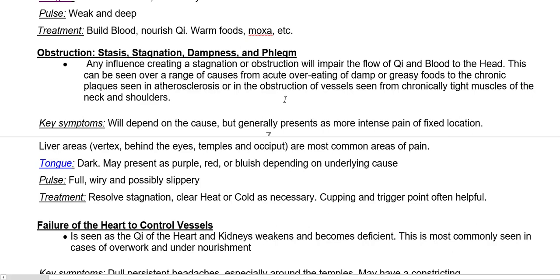Where's the headache? It's right here. Where's the pain? Right here. Sometimes they'll point to an area and it's actually mostly musculoskeletal pain. It's less headache and more it hurts where these muscles attach or where these muscles are tight. Same thing, liver areas, we expect to see this. These are the most common areas of pain in this pattern.